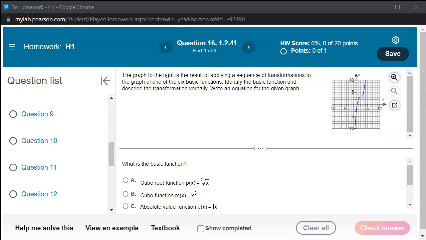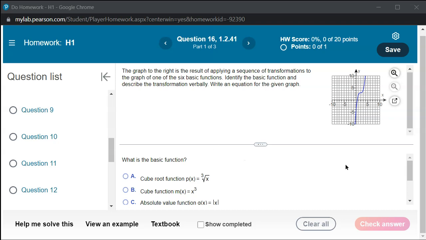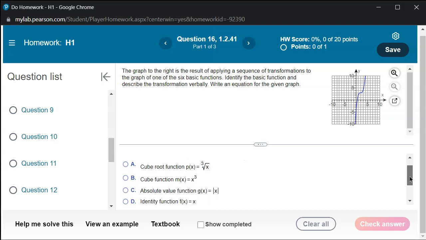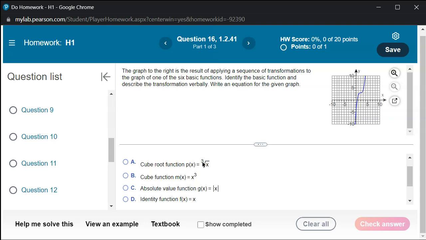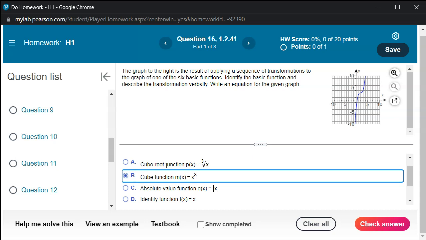All right, let's look at homework one, problem number 16. If you look at this graph, we have this kind of S shape. So the basic function would be something that has an S shape. A cube root of x is more like an S shape, but it's more sideways. x cubed has this shape, so I believe this is the answer.